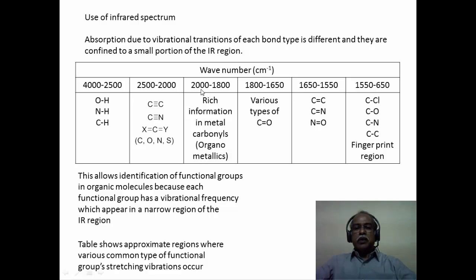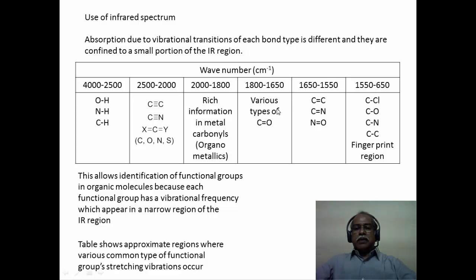The region between 2000 to 1800 is actually blank as far as the organic chemists are concerned, but rich information is available when you are dealing with metal carbonyls, as in organometallic compounds, for example. Transition metal carbonyls are very visible in this particular region because of the carbonyl stretching frequency, where the carbonyl is attached to a metal atom or a metal ion, for example. So this region essentially for organic chemists it's not very useful, but for the inorganic chemists and organometallic chemists this region is extremely valuable and gives rich information about the carbonyl stretching frequencies of various types in this region.